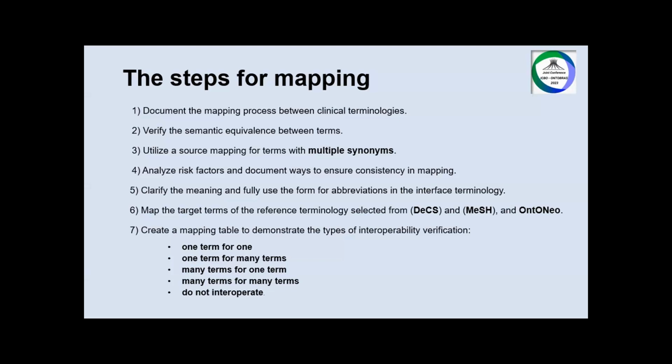and the Ontonian ontology. And seven, create a map table to demonstrate the types of interoperability verification based on the ABNT normative, which are: one term for one term, one term for many terms, many terms for one term, many terms for many terms, and do not interoperate.